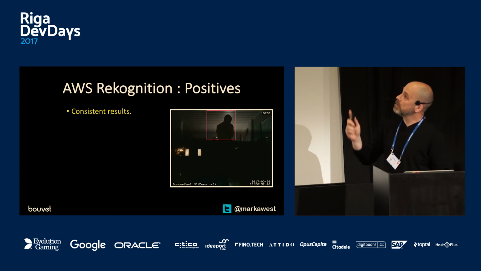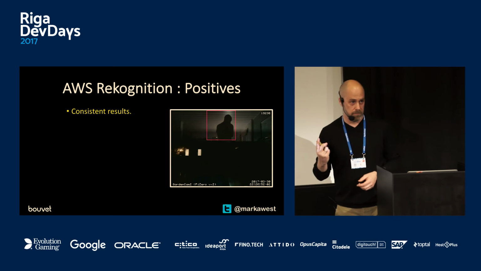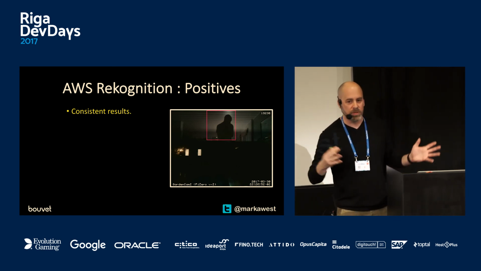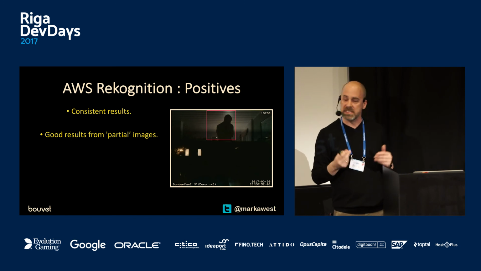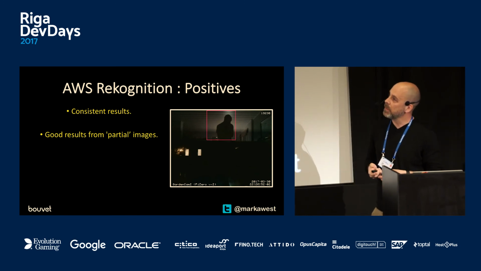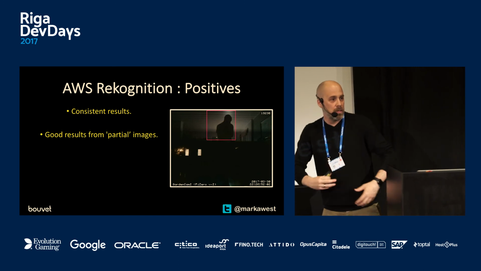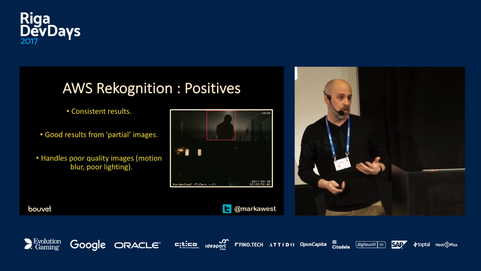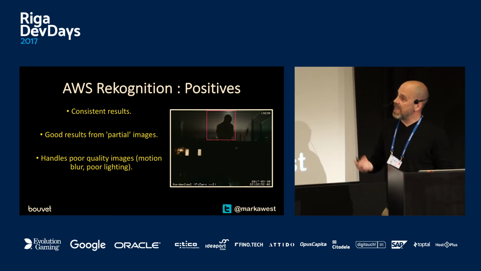But yeah, some positives working with Amazon Recognition. It's consistent. This is quite important. When you're uploading pictures, you want to get the same results. You don't want to get different labels back every time you upload the same picture. And it also gives you good results from partial images. So if I walk past the camera and you don't see my head, you maybe see my arm and my leg, that will also result in the real alarm. And it handles poor quality pictures surprisingly well.